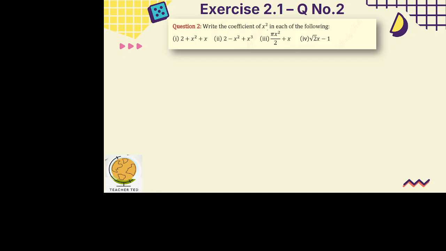You need to write the coefficient of x square. So you carefully observe, you need to write the coefficient of x square in each of the following problems. So first one, 2 plus x square plus x. Just forget about these two terms because we are only concentrating on x square. If nothing is there before x square, you can write 1. So directly we can say the coefficient of x square in this problem is 1.